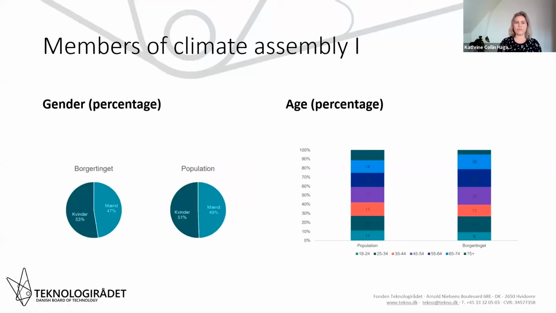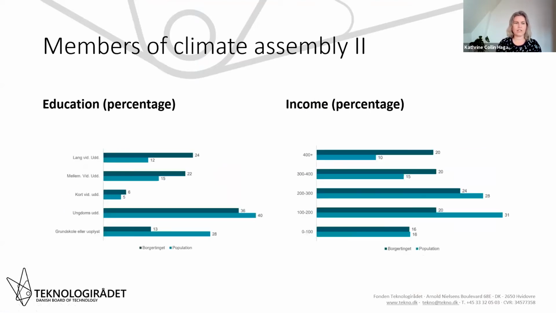Here you see the gender. The Borgertinget is the citizen assembly. We have 47% men and 53% women, and the population as such is 49% men and 51% women. In that line, we also have statistics on the age. To the right, we have statistics on the education and the income. And exactly on education and income is where we differ the most from the population as such.